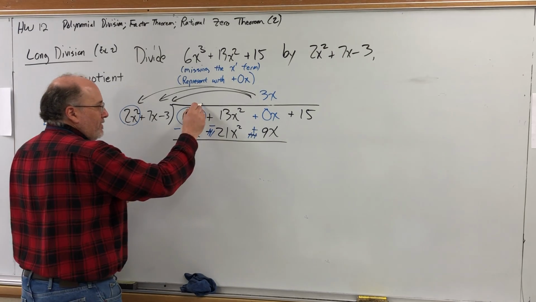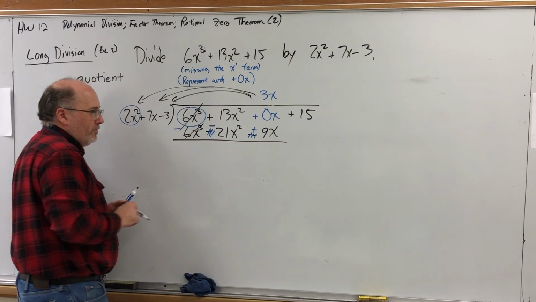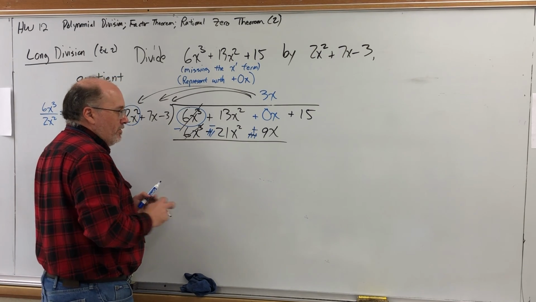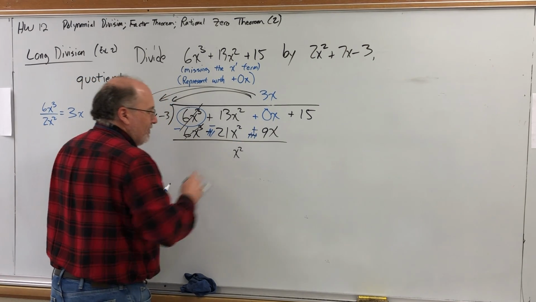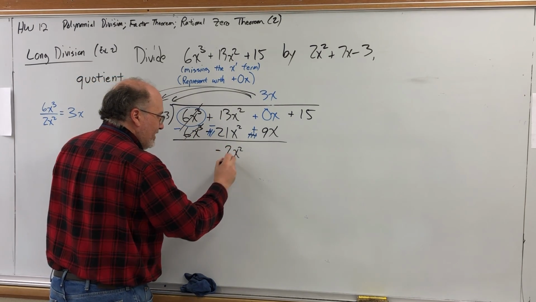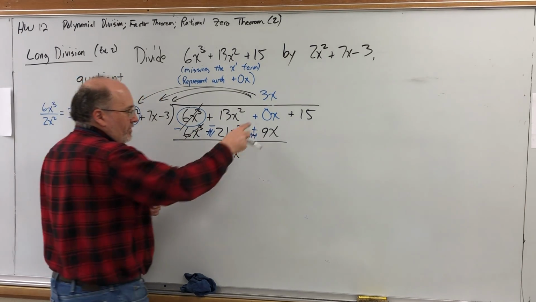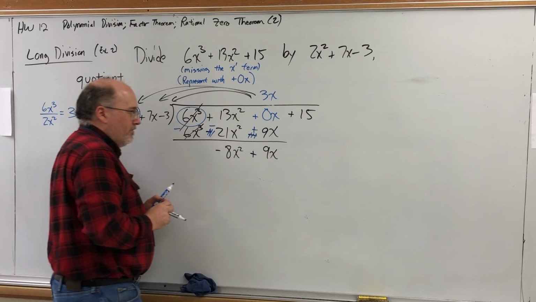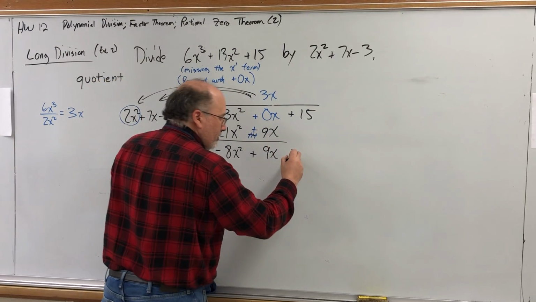Now let's combine. The x cubes cancel. Here we have 13x squared and negative 21x squared. I'm still going to get an x squared term, I just have to combine the coefficients. 13 and negative 21, I believe, is negative 8. Positive 0x and positive 9x is positive 9x. And now bring down the next term.